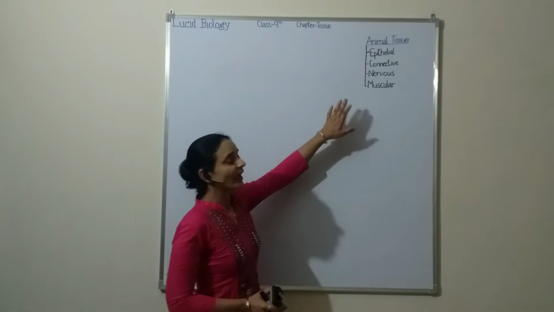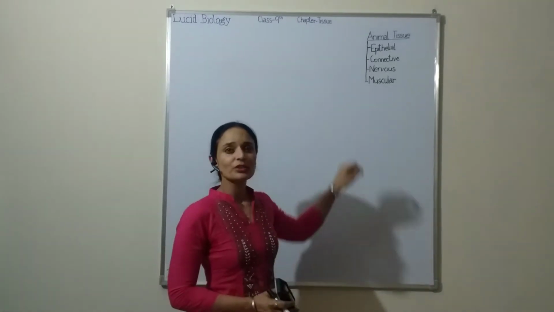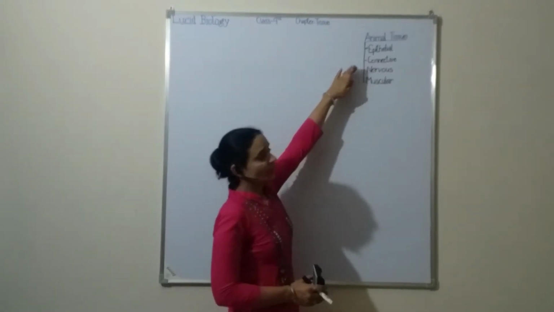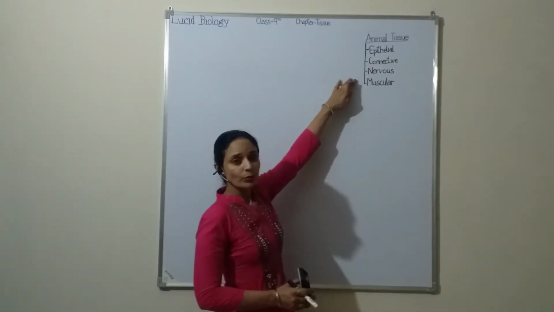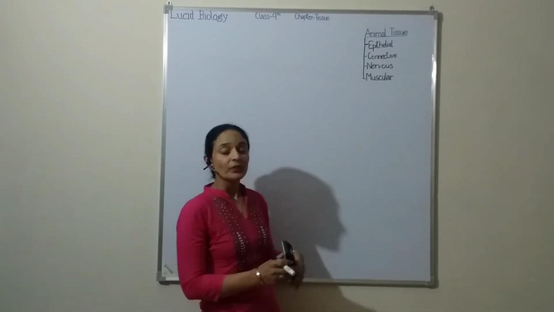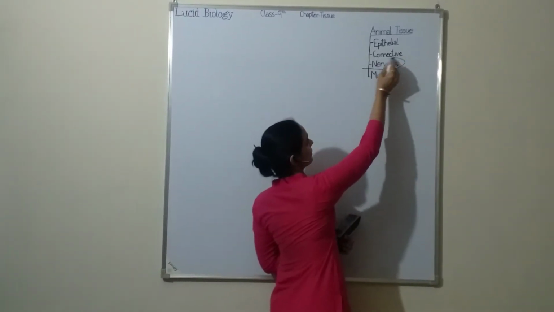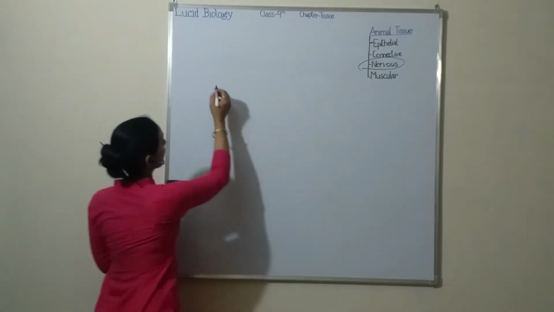To study animal tissue. Animal tissue is of 4 different types: epithelial tissue, connective tissue, nervous tissue, and muscular tissue. And in this video, we are going to study nervous tissue in detail. Right? Nervous tissue.